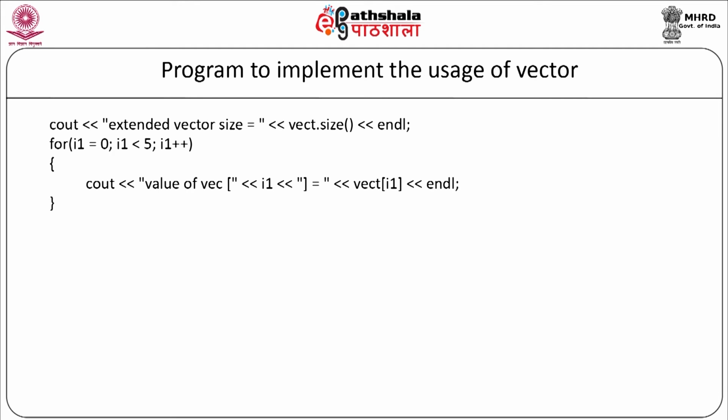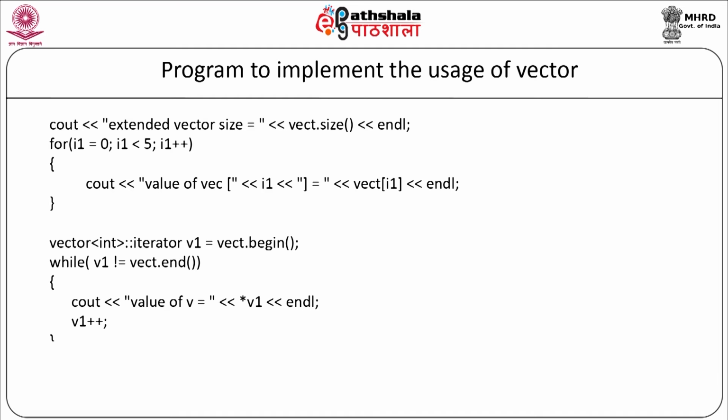For i1 equal to 0, i1 less than 5, i1 plus plus, cout value of vect i1 is vect of i1, end of the for loop. Vector int colon colon iterator v1 is equal to vect dot begin, while v1 is not equal to vect dot end, cout value of v is equal to star v1 endl, v1 plus plus, end of the while loop, return 0, end of the main program.